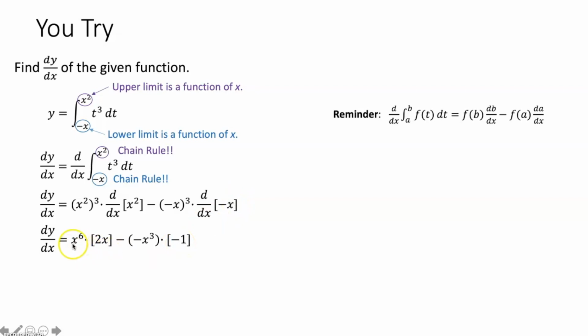Now we simplify even further. X to the sixth times 2x to the first is going to be 2x to the seventh, minus negative x cubed is going to be plus x cubed, times negative 1 is going to be minus x cubed again. So there is our derivative of this definite integral.